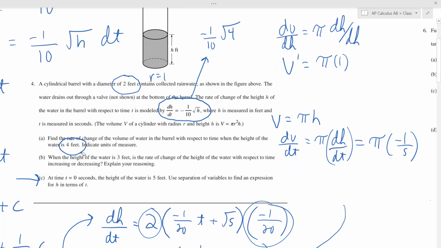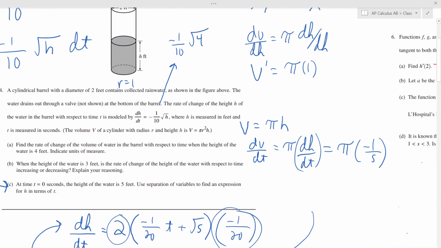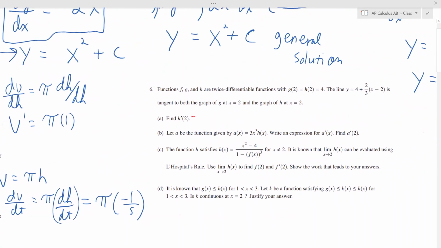All right. And then B, when they say the height is 3, the rate of change of the height of water with respect to time, is that increasing or decreasing? They want to know the second derivative of that. So you can look up the answer to that. I hope you've already done that. I'm not going to go through that because I want to talk about question 6 from last week as well.